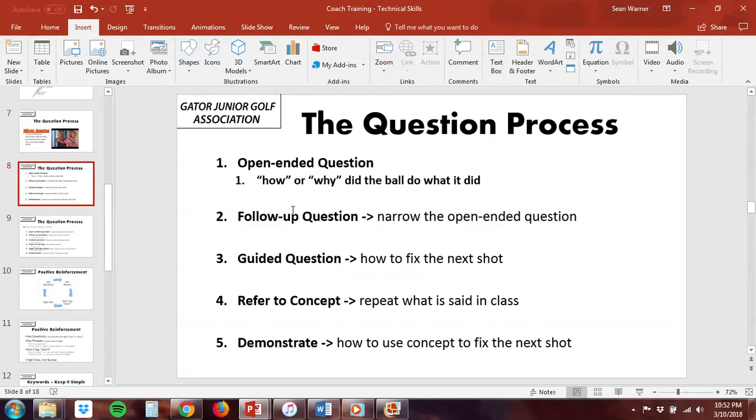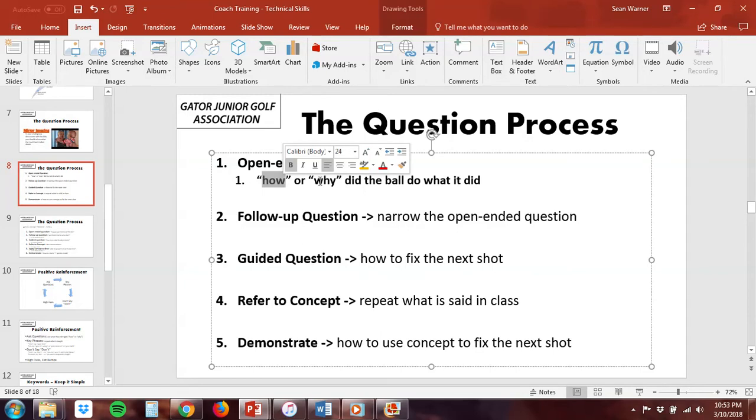All right, the question process. I just mentioned this: open-ended questions, with keywords how, why, and what. Those are our key questions that indicate a very broad, open-ended question. The follow-up is that we start narrowing it down. Think about it like a funnel. We're trying to funnel them into the answer, and we start really broad first.